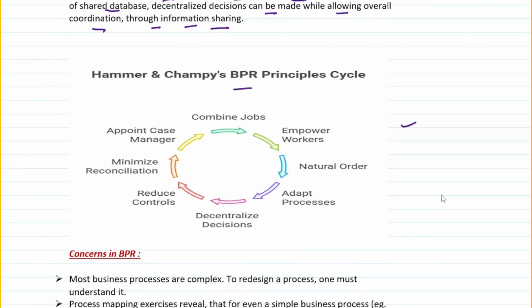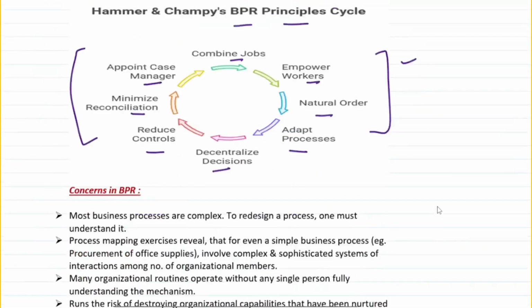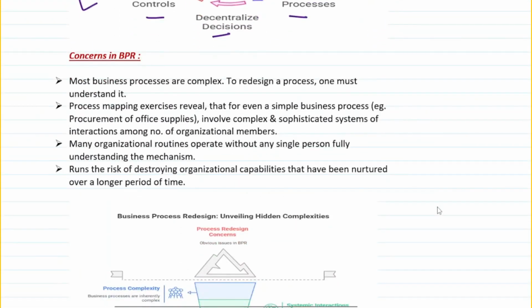Now Hammer and Champy's PPR principles cycle basically tells you about combining jobs, and empowering workers by giving them decision making power. Processes should be performed in the natural order. Then you should adapt the processes. You can decentralize the decisions that we spoke about in the last point. It also should focus on reducing control where it is not so important, minimize reconciliation, and finally appoint a case manager. This case manager will act as a mediator, right? So if you just remember this diagram, that should be more than sufficient for you to answer the question on guidance for BPR, right?